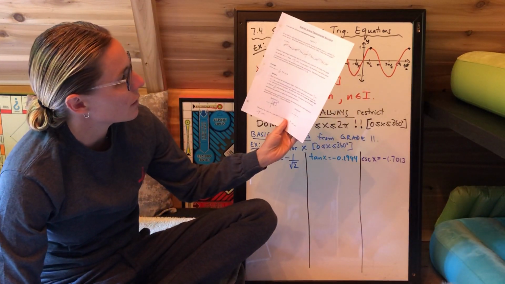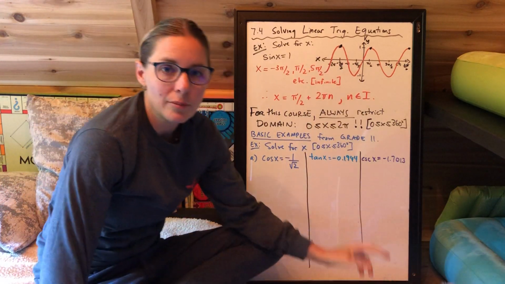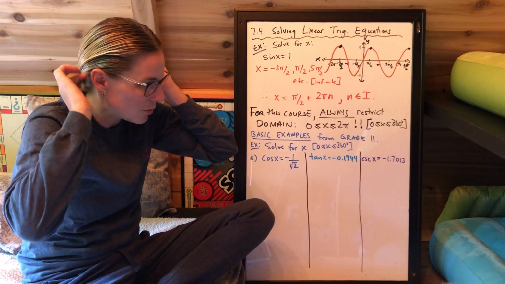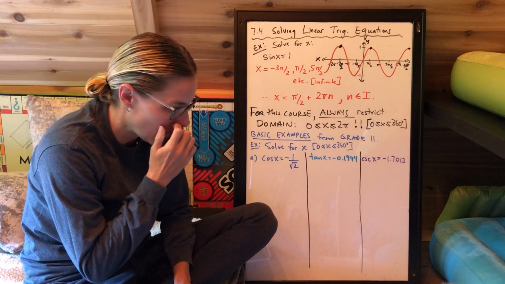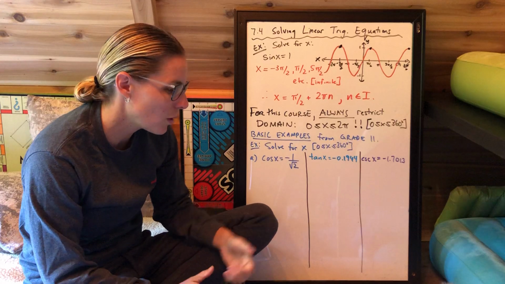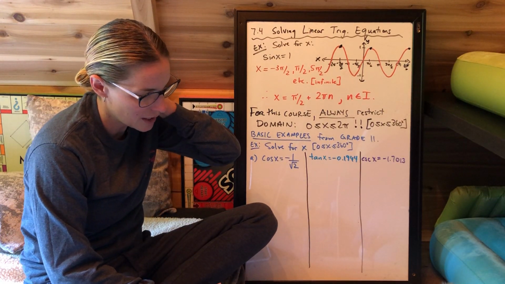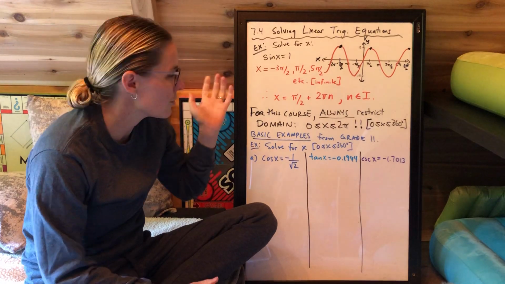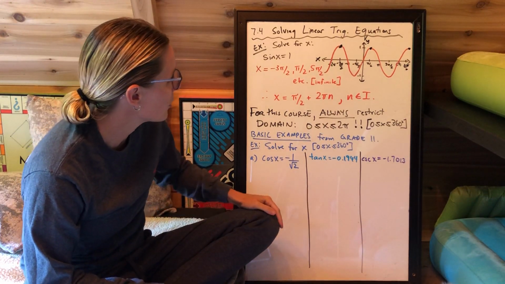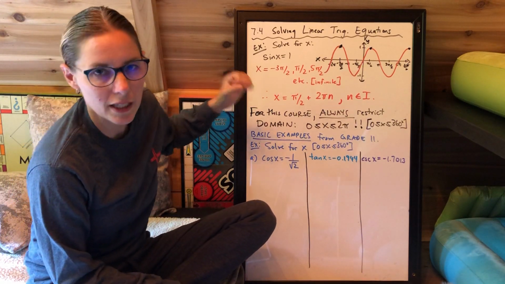It's just 2 pages back and front, solving linear trig equations, a couple examples on the back. I'm going to just highlight some of the examples, and then for the rest of them, you can obviously just take a look yourself and figure them out. There's quite a bit of repetition here. There are 8 full examples filled out, so there's no need for me to sit here and do all of them with you.